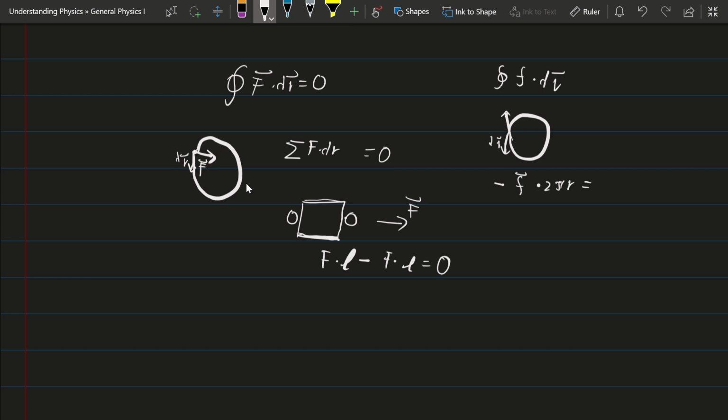And so this is not zero anyways. And so this is one of the important things that you need to remember. How do you differentiate a conservative and a non-conservative force? Basically, a conservative force doesn't really care about the path that you are taking, while a non-conservative force really depends on the path that you are taking.